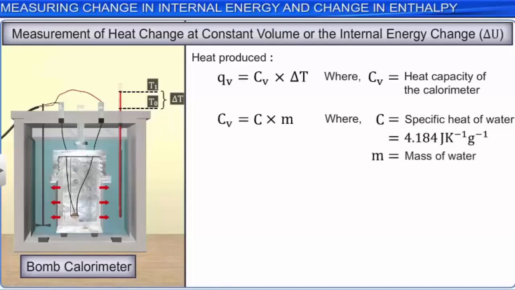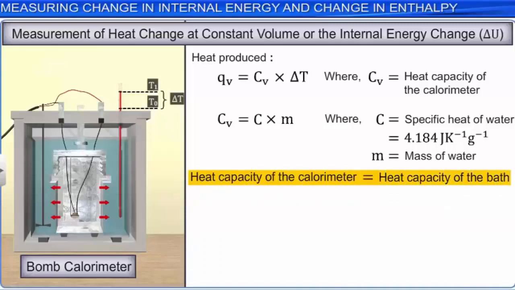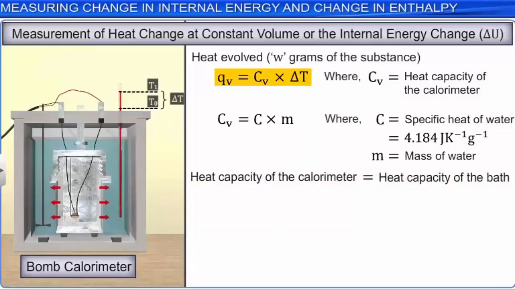Actually, heat capacity of the calorimeter or the system is the sum of heat capacity of the bath, that is, water, and the heat capacity of the bomb, that is, the metal. Water has a high value of heat capacity as compared to the metal of the bomb. Thus, heat capacity of the metal is neglected, and the heat capacity of the calorimeter is taken as the heat capacity of only the bath. This QV expressed above is the heat evolved when combustion of W grams of the substance takes place.